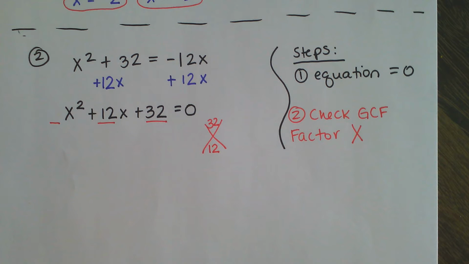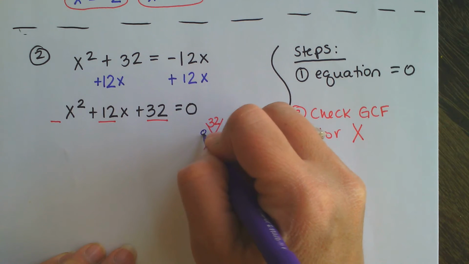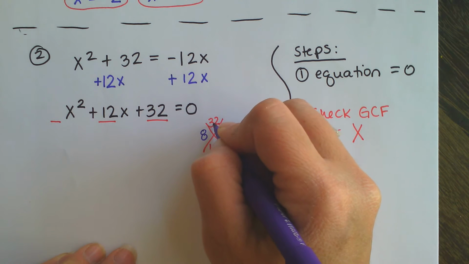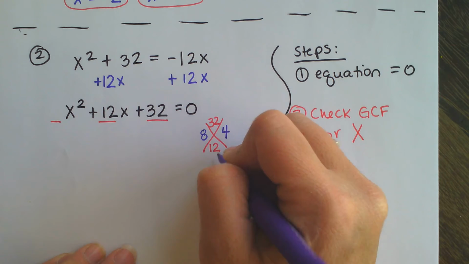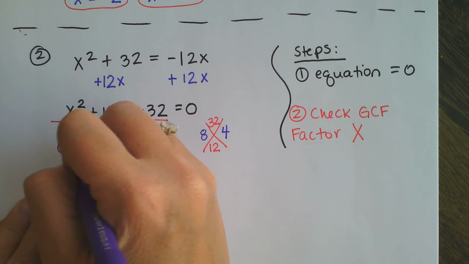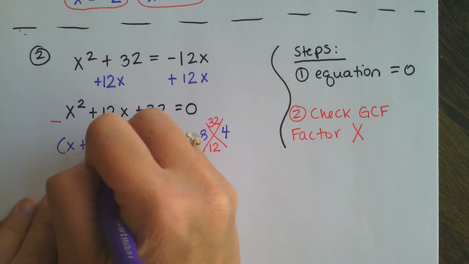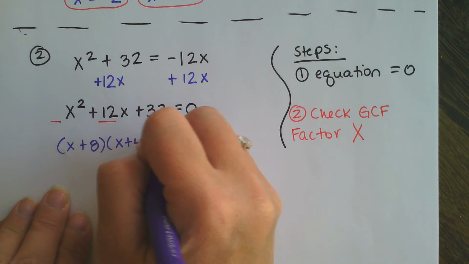So some factors of 32 that might add to 12. I think 8 and 4: 8, 9, 10, 11, 12. Yep, that's the one. And since 32 is positive, they're the same sign. Since 12 is positive, they're both positive. x plus 8, x plus 4.